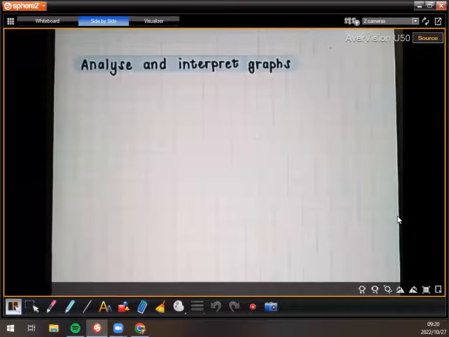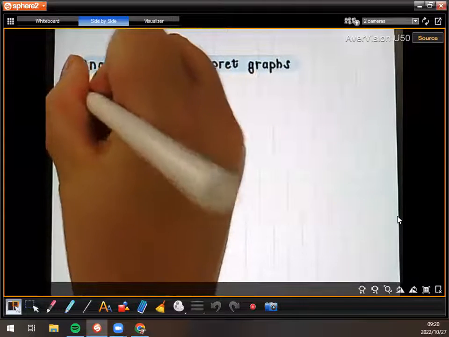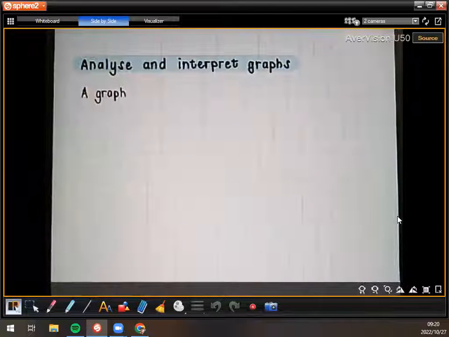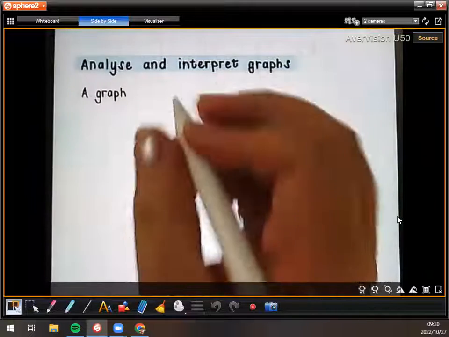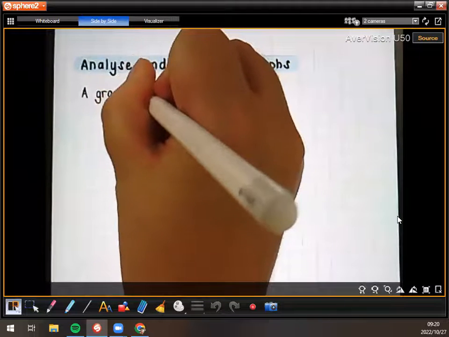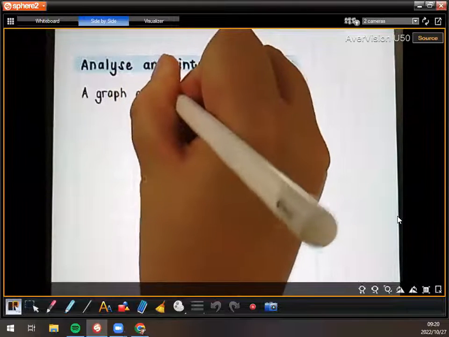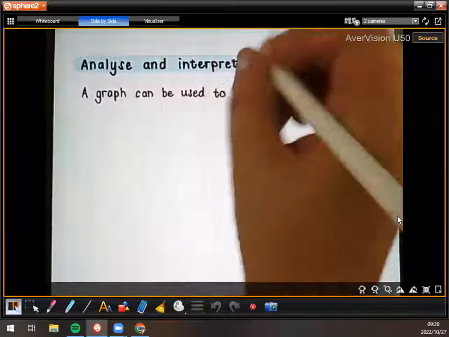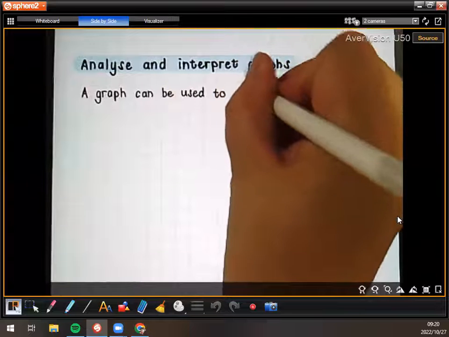All right, guys, basically a graph. There are lots of different types of graphs, right? We've looked at bar graphs, we've looked at a scatter plot, that's one where you have to plot the points. We've even done graphs where you just have coordinates and you plot them, right? So all sorts of different graphs, but a graph can be used to describe a relationship between two variables. That's actually the purpose of any graph.